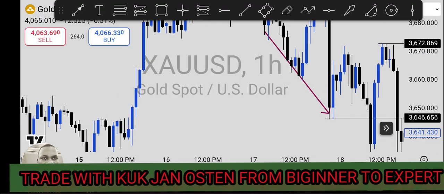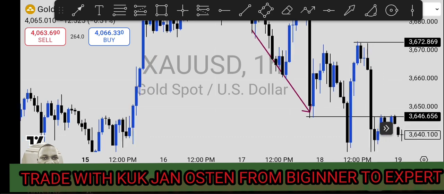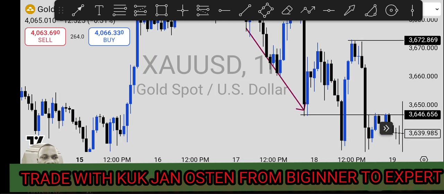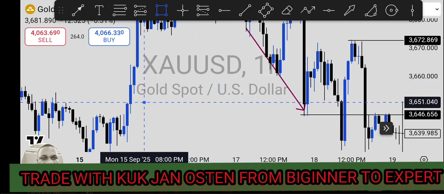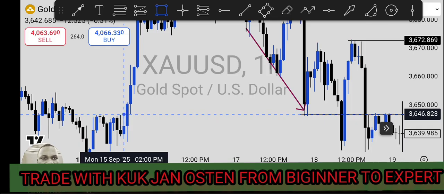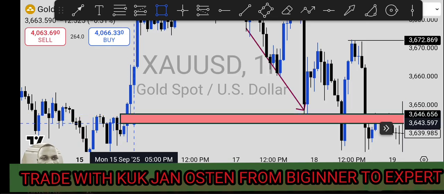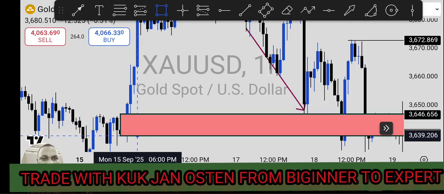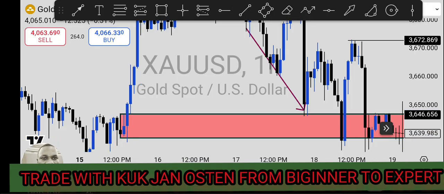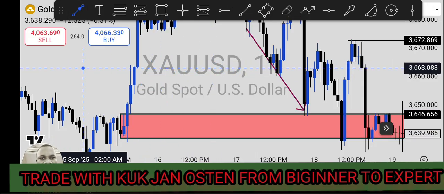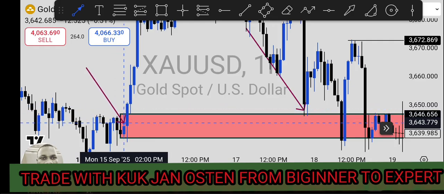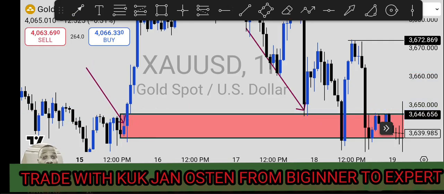Okay guys, we can see it. There is an imbalance. In this point we can see here there is a fair value gap, and this is now an order block. So we have identified our order block. Our order block is around this point. You can see this is an order block. So that combination is around the order block.